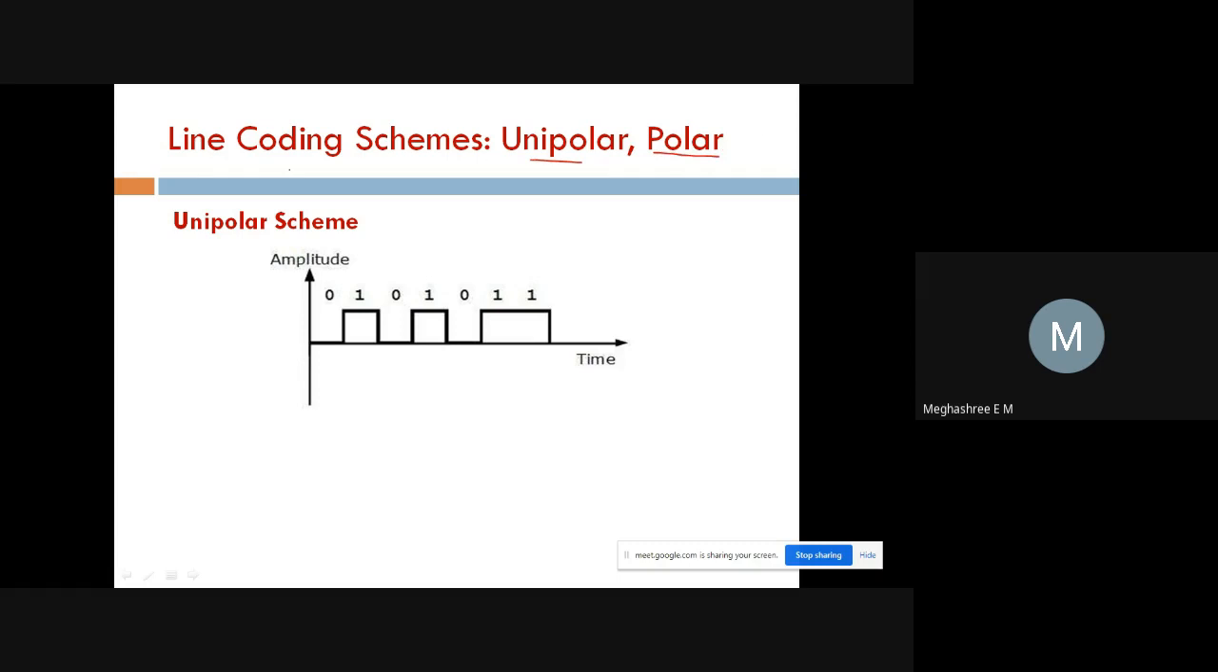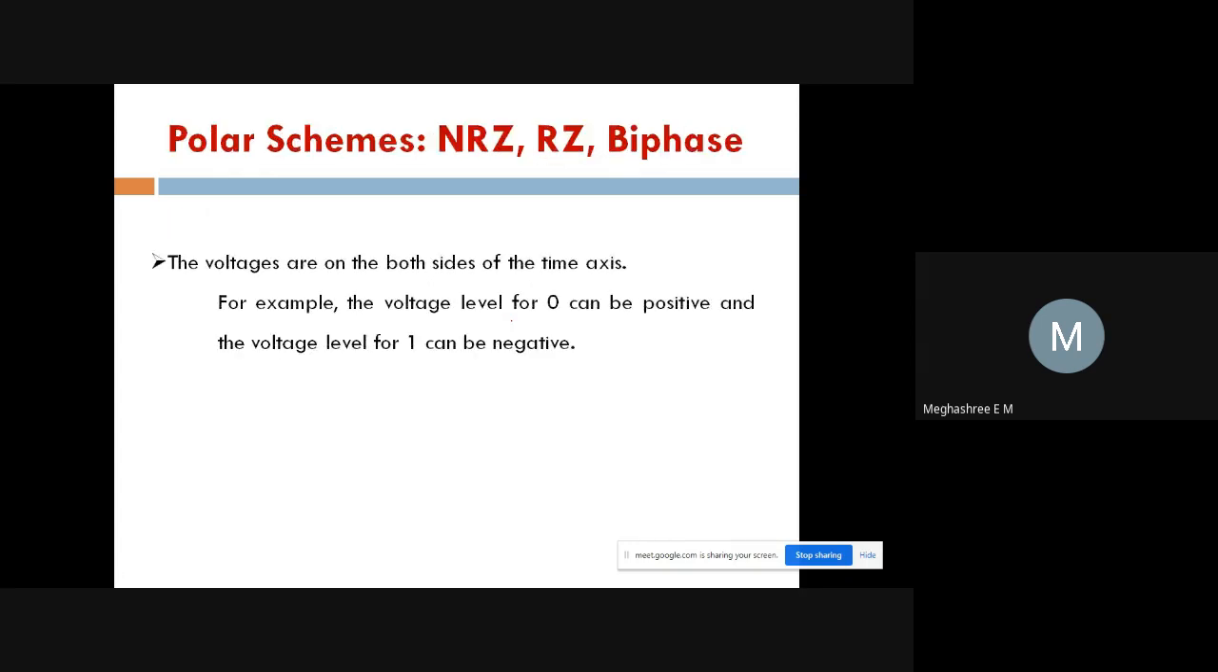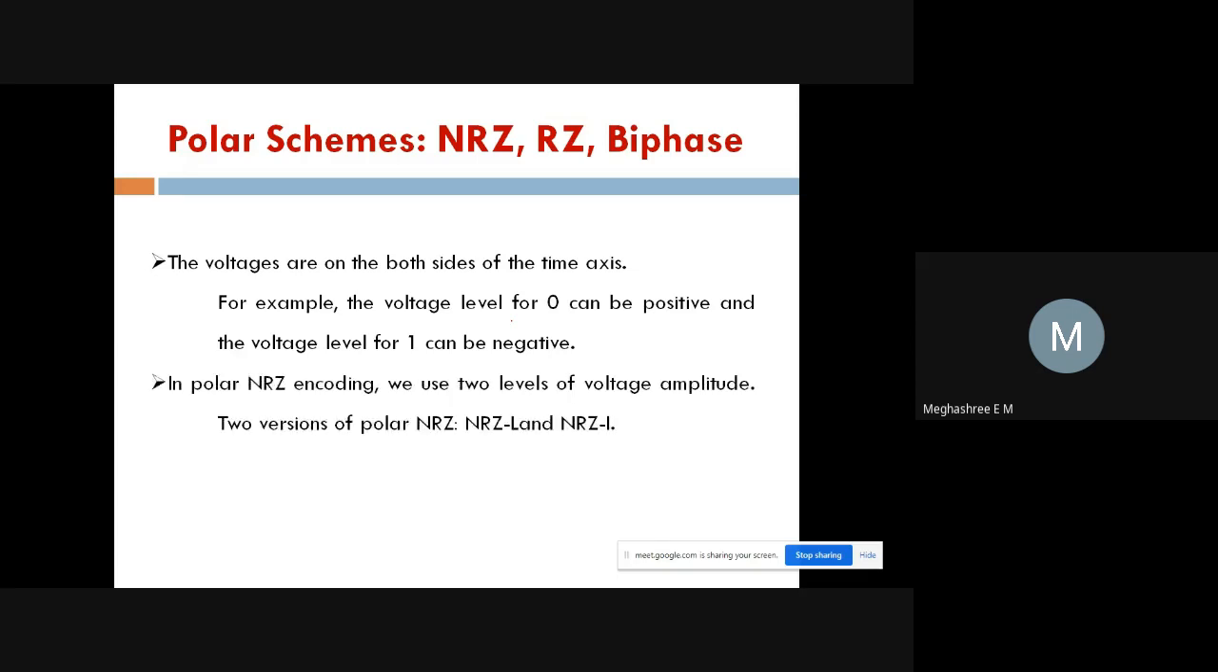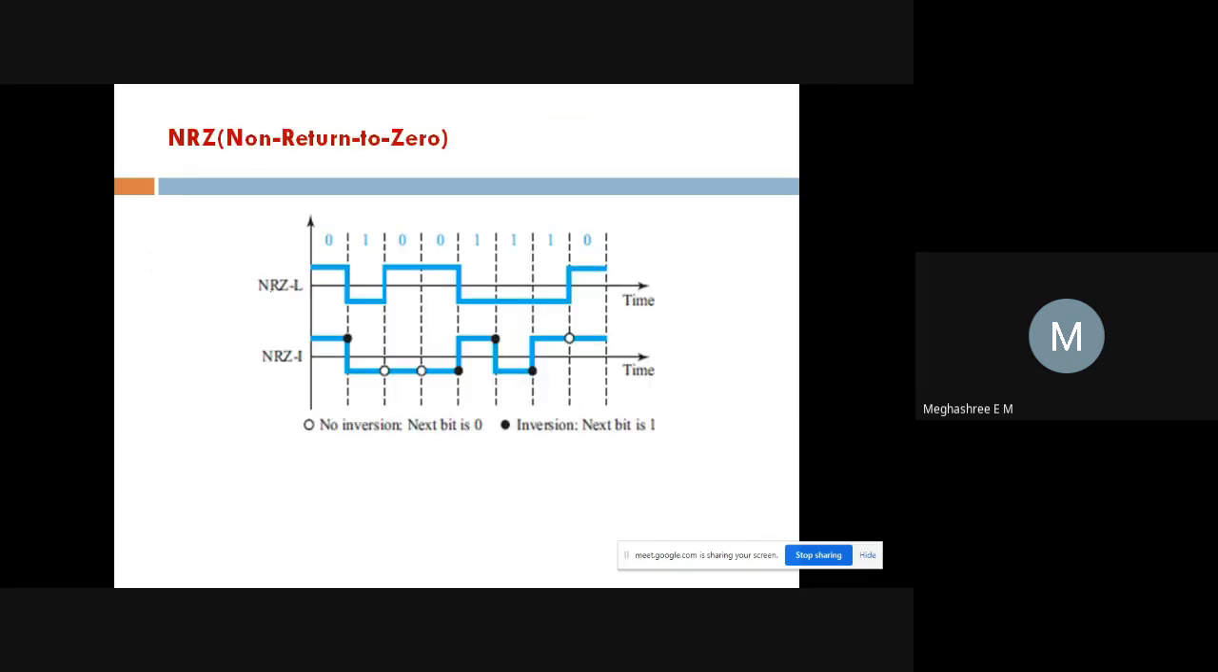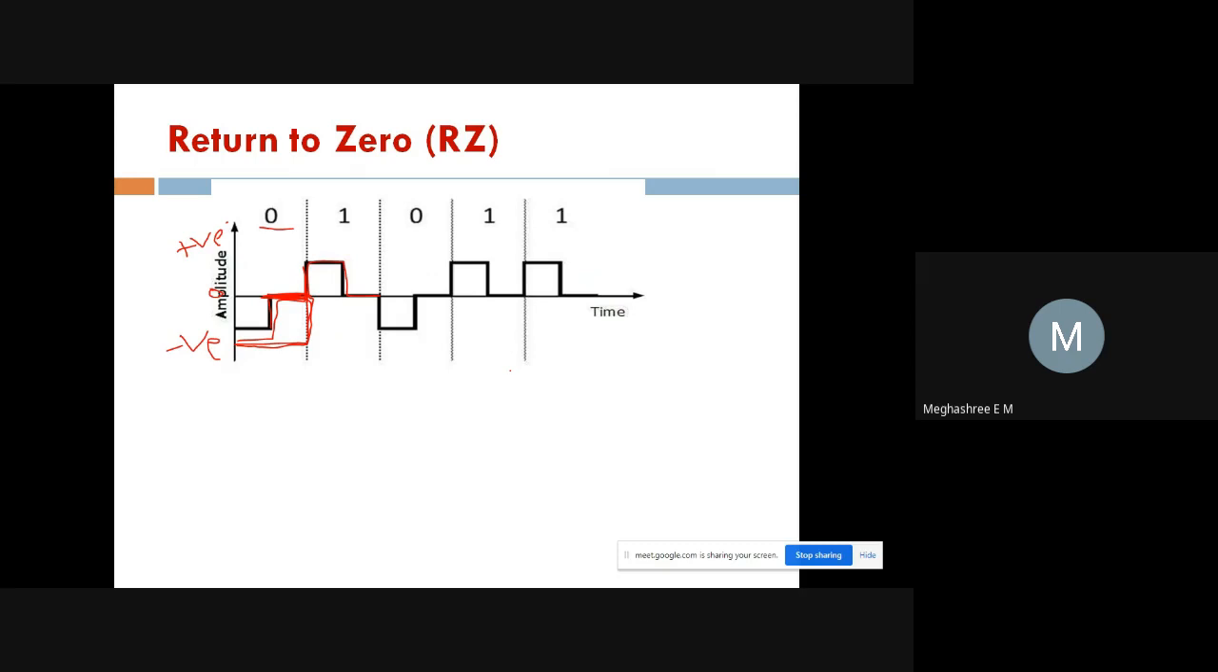In unipolar, the signals are represented on only one side of the axis. The next method we discussed is non-return to zero, where there are two types, NRZ-L and NRZ-I. NRZ-I inverts: no inversion if 0 is there, and there is inversion if the bit is 1. That is what we discussed. And return to zero is where, for each bit, the signal returns to 0 in the middle of the bit.